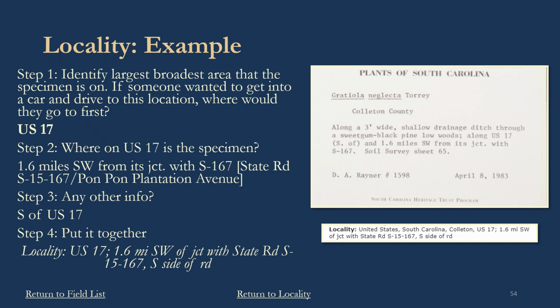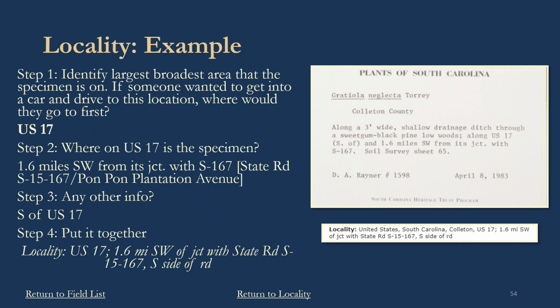Here's a quick example to give you an idea of how it looks. Here's our label. Step 1. Identify the largest, broadest area that the specimen is on. If someone wanted to get into a car and drive to this location, where would they go first? US 17. Step 2. Where on US 17 is the specimen located? 1.6 miles southwest from its junction with State Road 167. It's written as S167 on the label, but we know if you are looking it up in georeferencing that it's State Road S15 167 or Pon Pon Plantation Avenue.